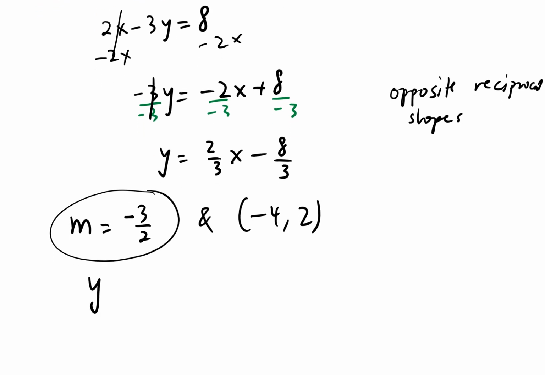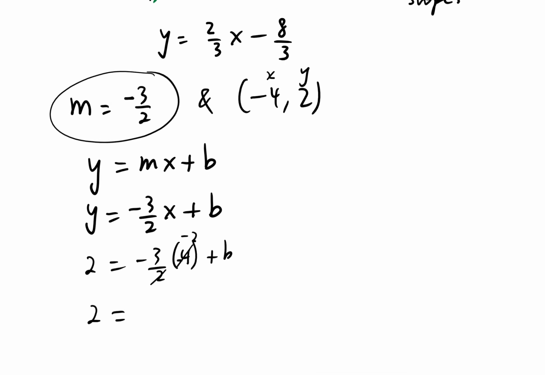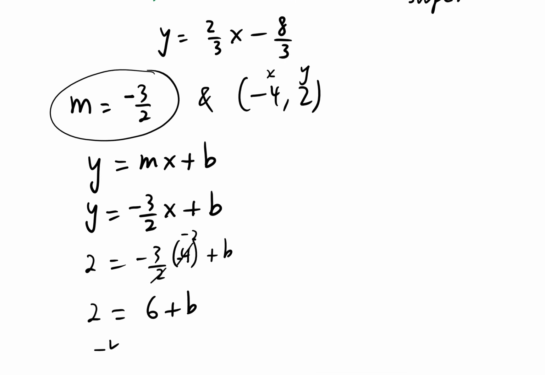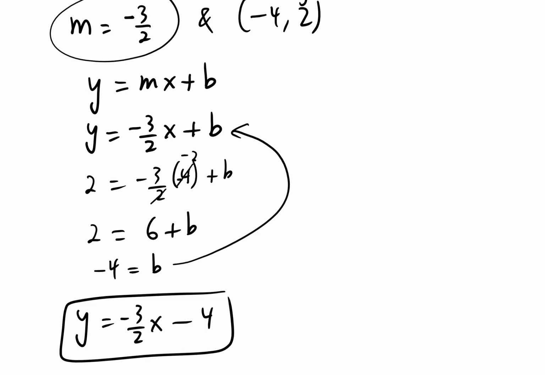So then y equals mx plus b. M is negative 3 halves, so y equals negative 3 halves x plus b. To find b, they give us x and y. We substitute them here. 2 equals negative 3 halves times negative 4, plus b. 1 by 2, negative 2. Negative 2 times negative 3 is 6, plus b. Subtract this on both sides. I found b. Now put the b in. So you get y equals negative 3 halves x minus 4. That's the final equation of the line.